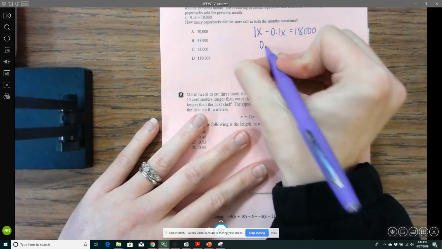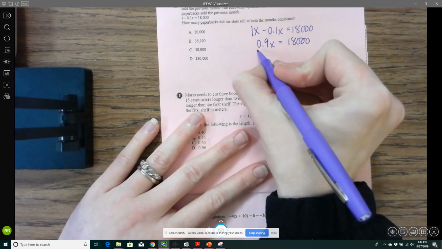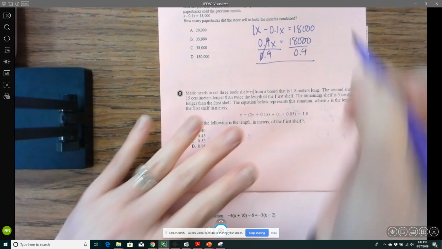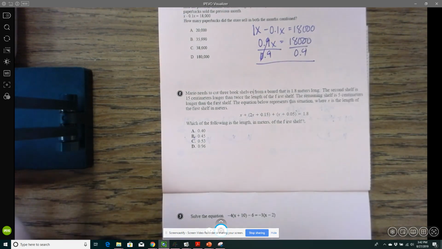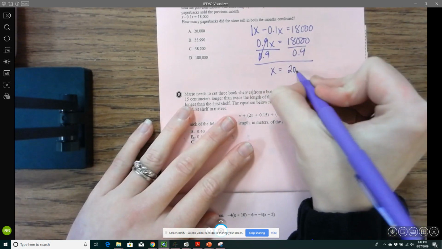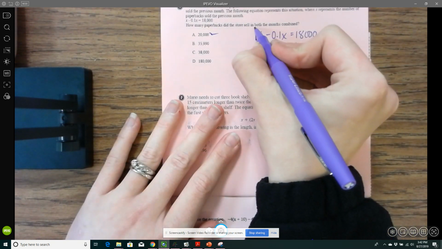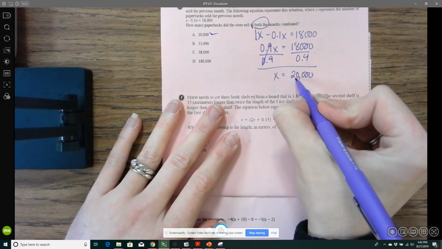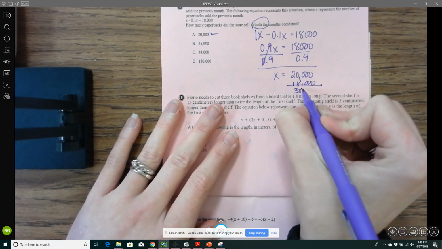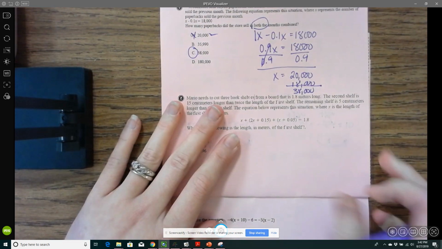So we've got 0.9x equals 18,000. And then we divide by the 0.9. And so 18,000 divided by 0.9 is going to give me 20,000, but that is not my answer. And if you notice, that is answer choice A. This says in both months, so I have to go back and add this to the 18,000 that I sold the second month. So my answer is C.